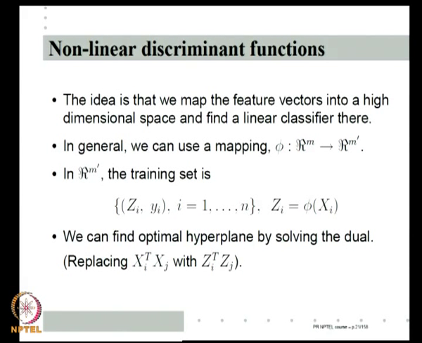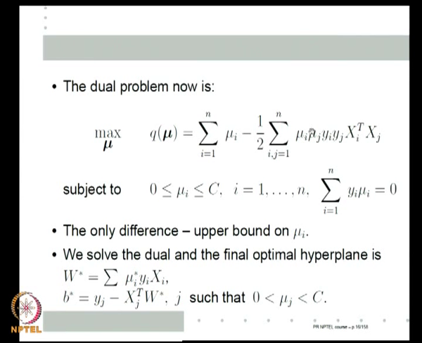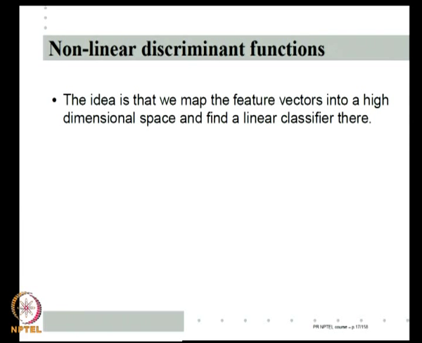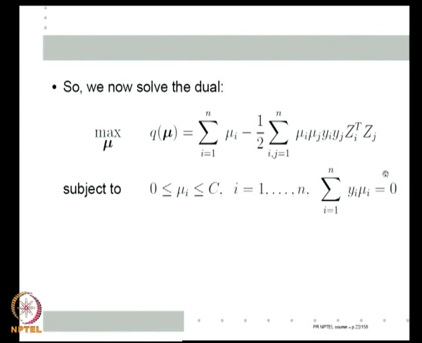What does that mean? My dual is this. The only way the feature vectors come in is here. So, if I am finding a linear classifier in the Z domain, then x_i transpose x_j simply becomes Z_i transpose Z_j. So, we can solve the dual by replacing x_i transpose x_j with Z_i transpose Z_j. That means this is the dual I will solve. So, it is very simple.